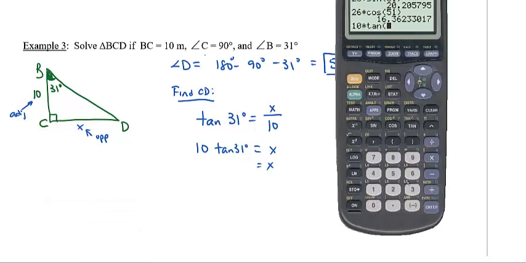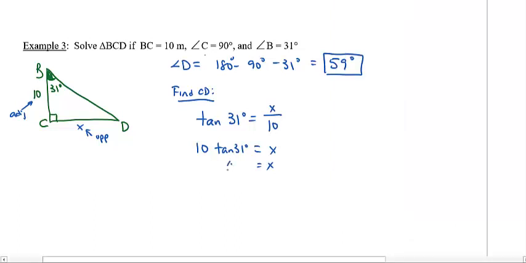Times tangent 31, 6 meters. Good. And now we need to figure out the hypotenuse. I'll call that y. This is the hypotenuse. Based on this angle of 31, this is still the adjacent. Once again, I'm going to use the information I have already been given.